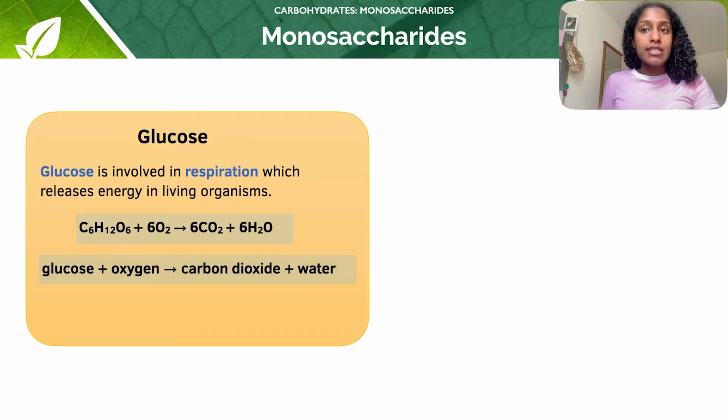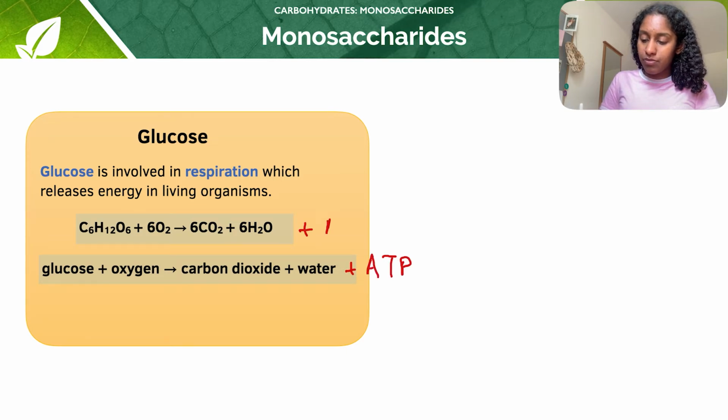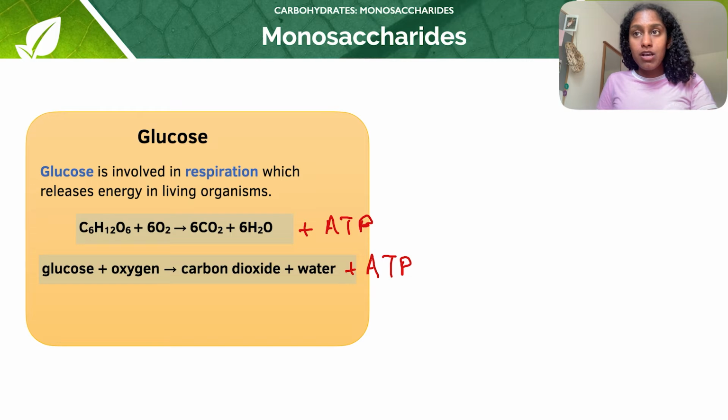Glucose is involved in respiration, which releases energy in living organisms. And remember, glucose is an example of a monosaccharide. So remember what respiration is. We're combining glucose and oxygen to give carbon dioxide plus water plus ATP. So it's a really, really important source of energy for cells in living organisms. So glucose, a monosaccharide, plays a pivotal role in living organisms.